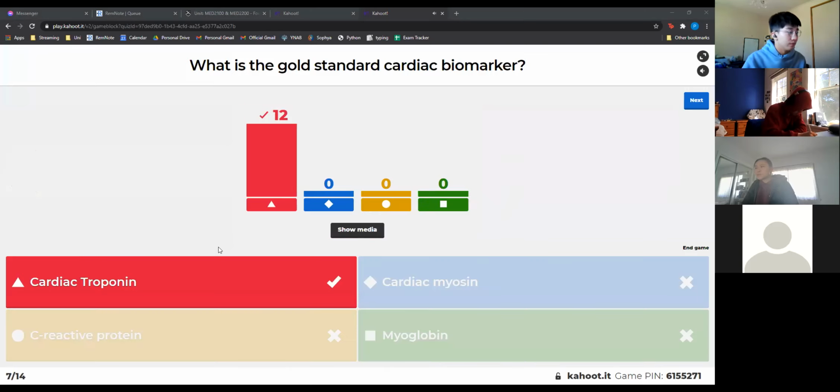Good. So once again, cardiac troponin here is the only one that's only found in cardiac muscles. C-reactive protein is just a general inflammation marker, so it doesn't have to be in your heart. Cardiac myosin is not a marker that we use. And myoglobin is also found elsewhere, I'm pretty sure in your muscles. So it's not specific to your heart, whereas cardiac troponin is, and that's why it's good.